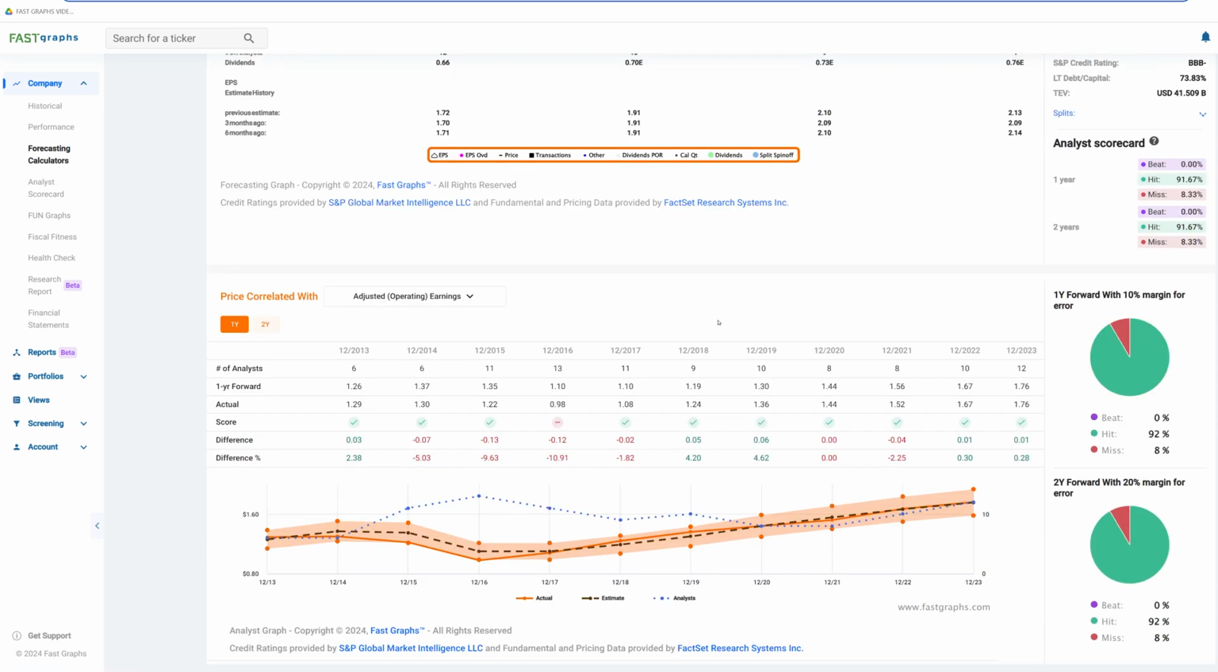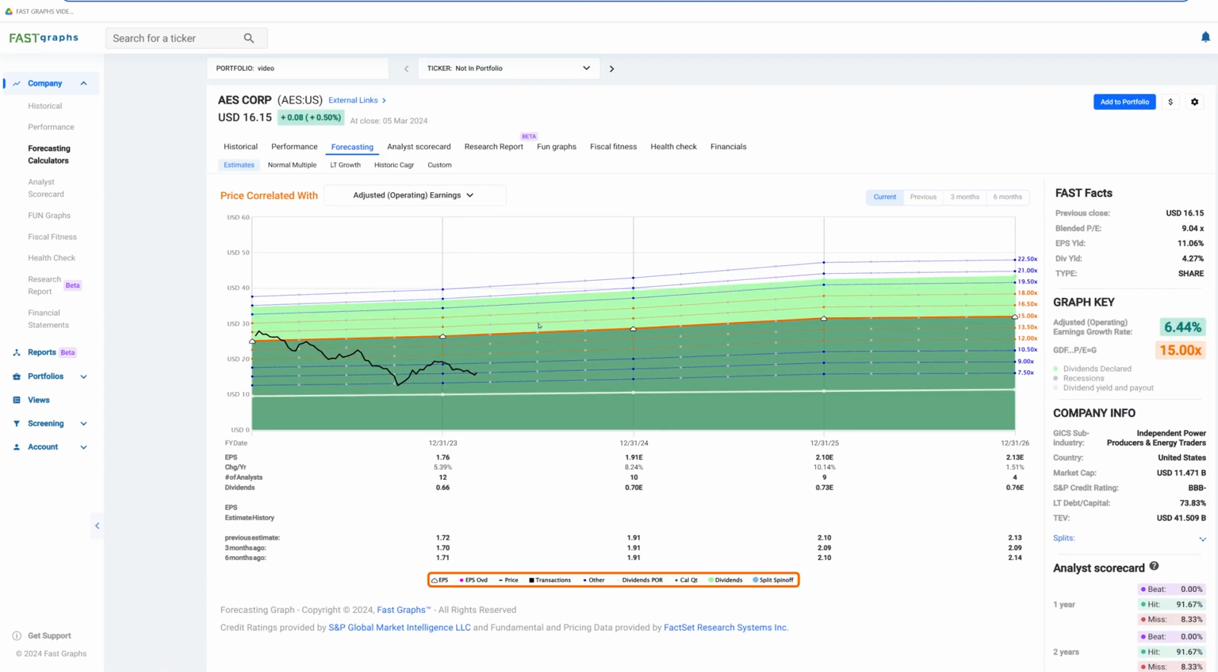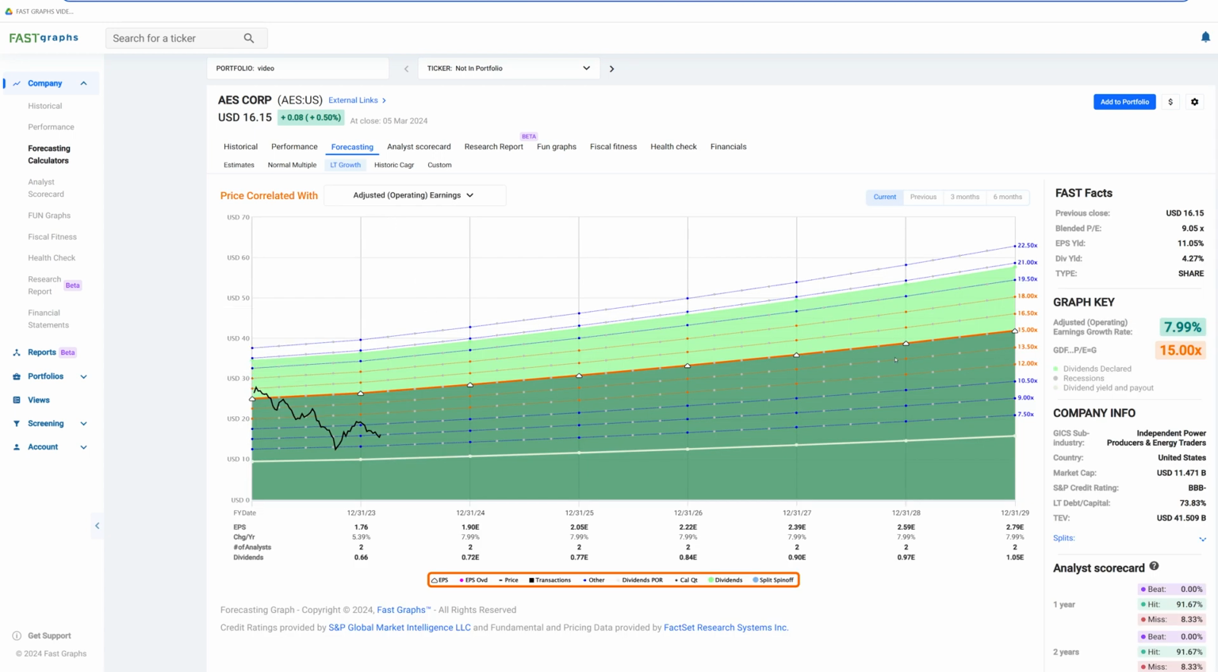Because if I go to the analyst scorecard and look at how accurate analysts have been on a 1-year forecast, they've met estimates 92% of the time. They've only missed 8% of the time. And with a 20% margin of error, they've only missed estimates 8% of the time on a 2-year forecast. So by looking out to these next 2 years here, I have a pretty comfortable feeling that these estimates might be attainable. The long-term growth estimate for the company is about 8%. And that kind of becomes important. So, looking to the future, we've done a lot of work on the past here, but looking to the future, the company does look extremely undervalued.